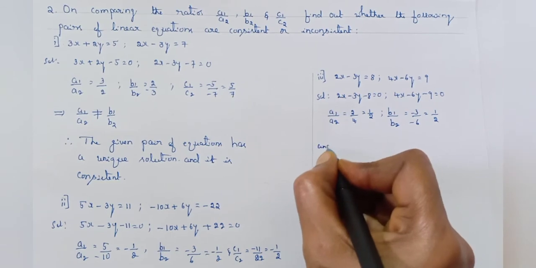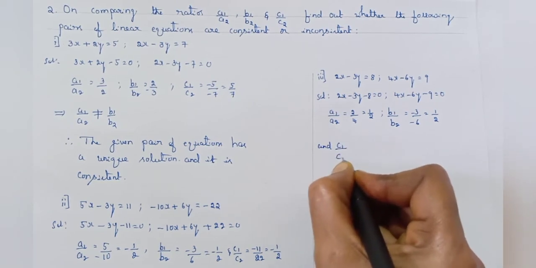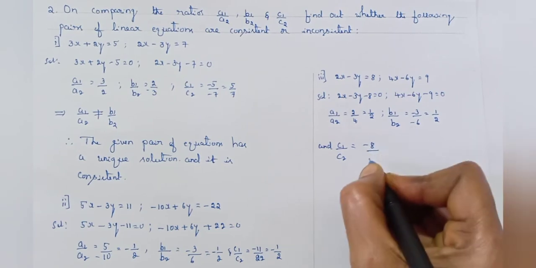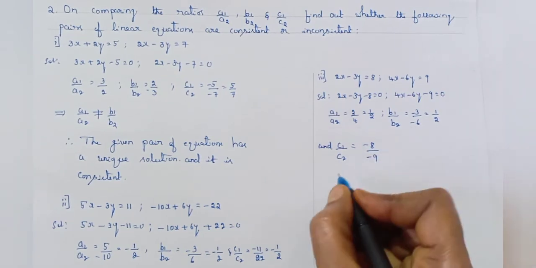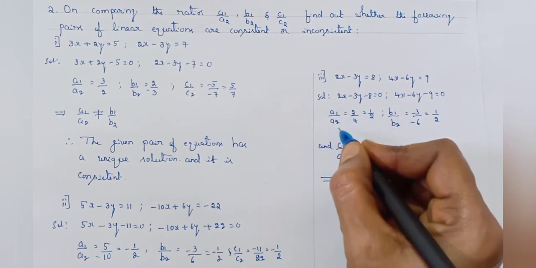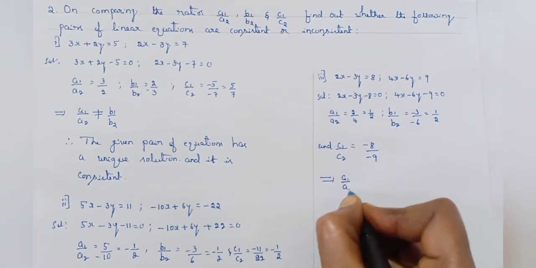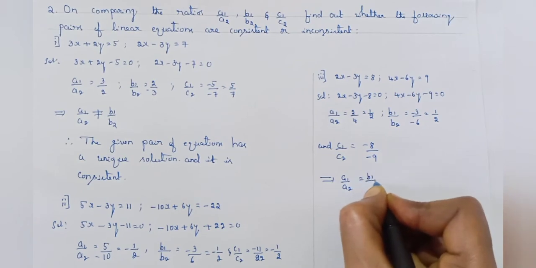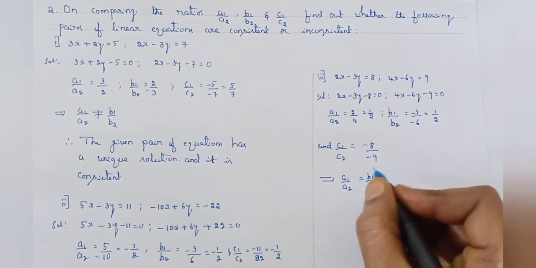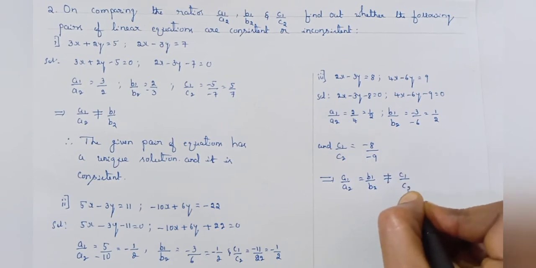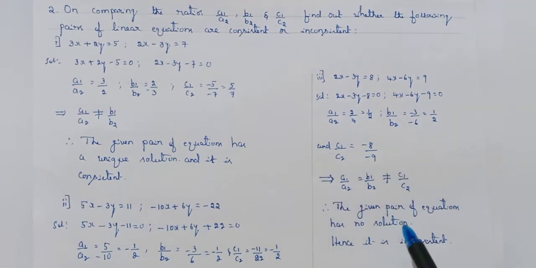And find out c1 by c2. c1 is minus 8 and c2 is minus 9. Here, a1 by a2 is equal to b1 by b2, but b1 by b2 is not equal to c1 by c2. Therefore, the given pair of equations has no solution, hence it is inconsistent.